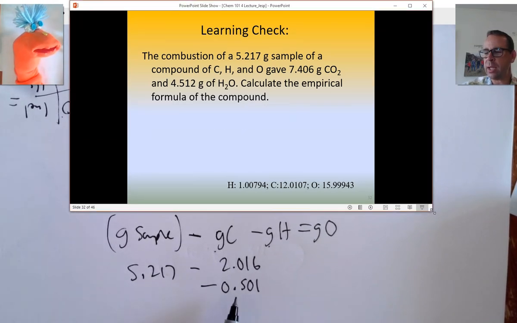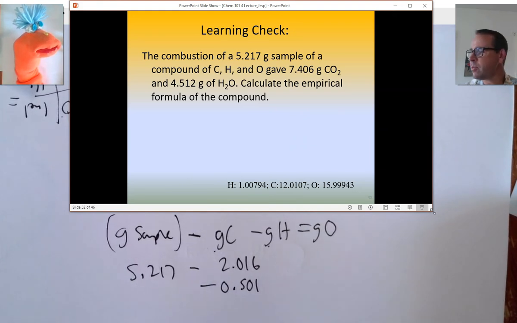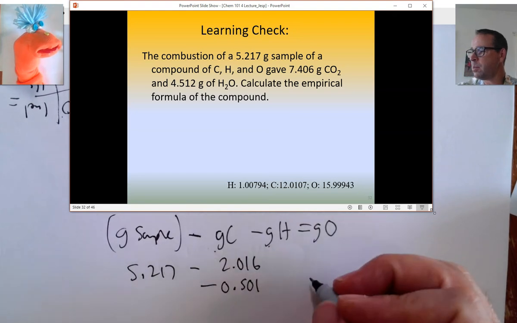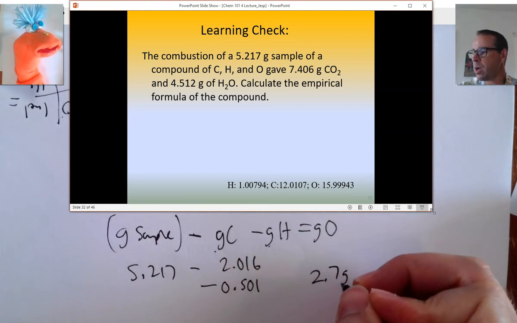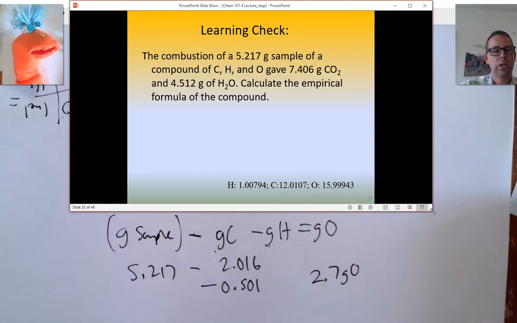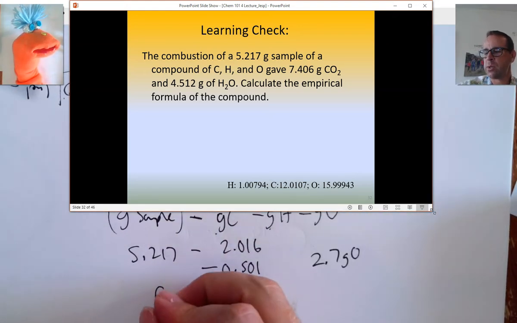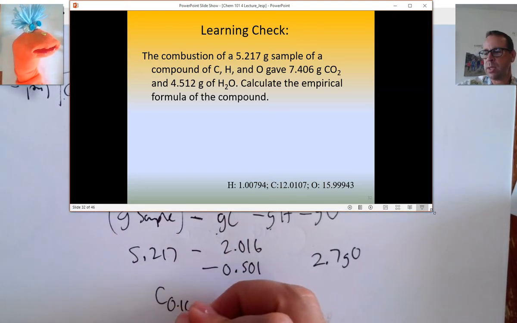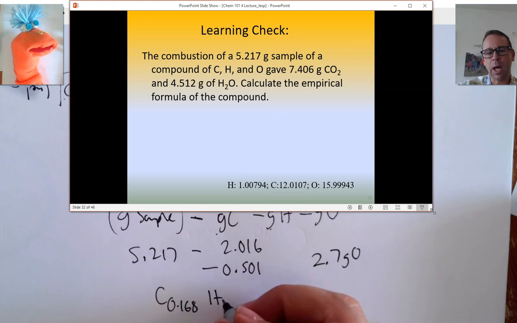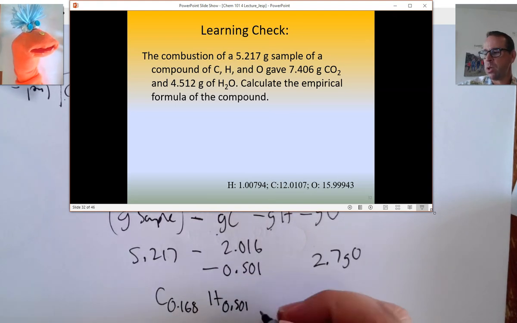Then we take the mass of our sample minus our grams of carbon and grams of hydrogen. And so that ends up being 2.7 grams of oxygen. So what I have so far, remind ourselves, carbon, 0.168, that's how many moles. Hydrogen, 0.501, that's how many moles.